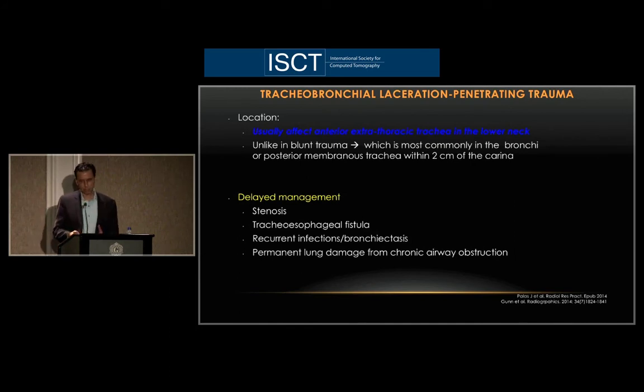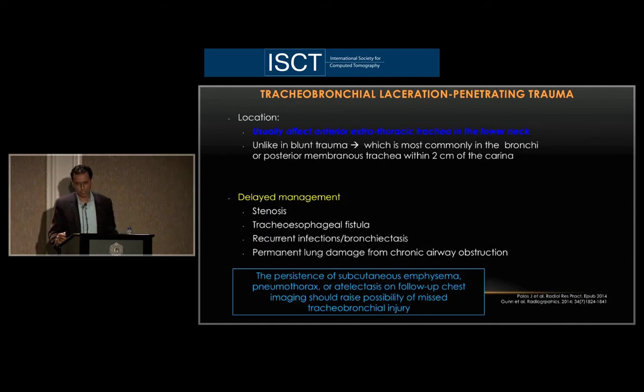Now, delayed management can lead to stenosis, tracheoesophageal fistulas, recurrent infections and bronchiectasis, and permanent lung damage from chronic airway obstruction. One important sign: the persistence of subcutaneous emphysema, pneumothorax, or atelectasis on follow-up chest imaging should raise the possibility of a missed tracheobronchial injury.